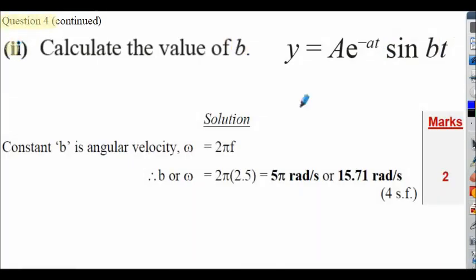Question 4, part 2, here's the solution. So omega is 2 pi f, a standard formula. They've actually called this B in the equation here. So B, or omega, is equal to 5 pi radians per second.